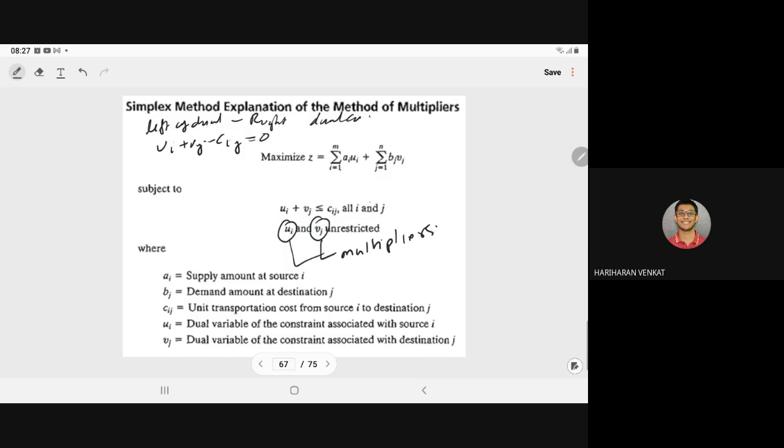For the non-basic variable, it must be non-zero. For the basic variable, it must be 0. Depending on the problem, right? Whether you are solving the minimization problem or the maximization problem, we will check for the non-basic variable. It may be non-negative, or it may be non-positive, depending on whether the problem is maximization or minimization.